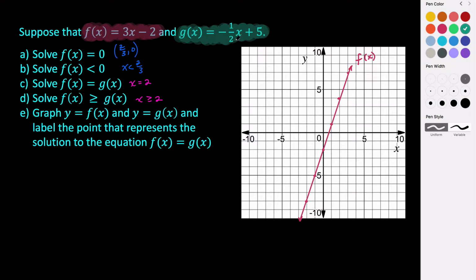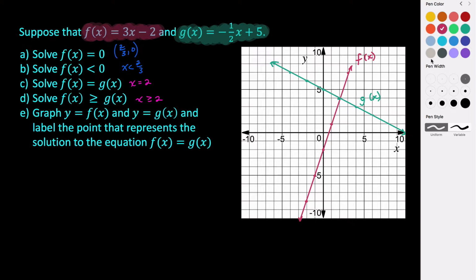And then we can do the same for g of x. So plot our y-intercept here at 0, 5. And then go down 1, right 2, down 1, right 2, down 1, right 2. Or we could have gone up and left, up 1, left 2, and so on, and drawing our line here.